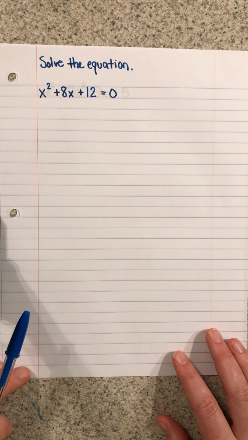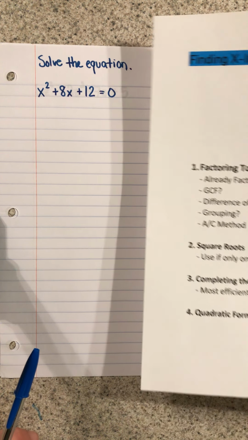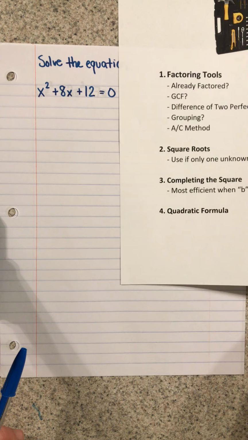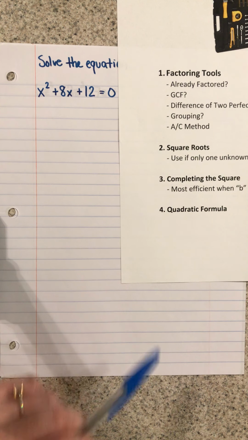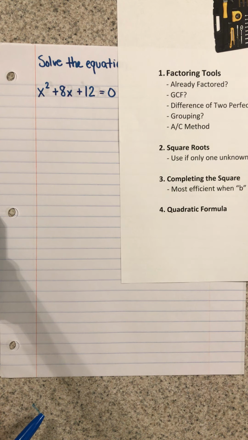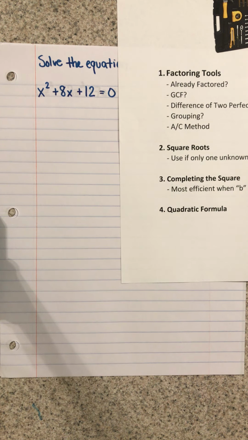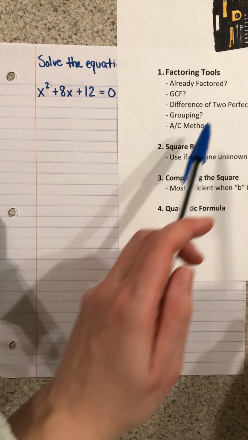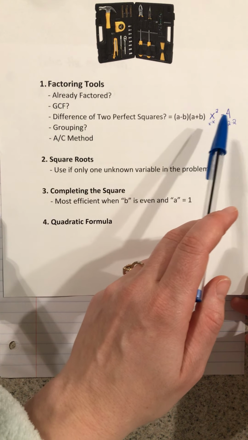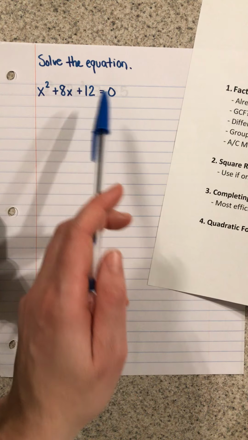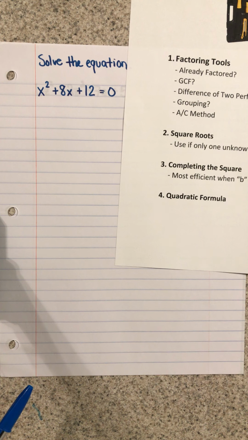Okay, here's our first example. So, when I look at this problem and go through kind of my checklist of options, is this problem already factored? Does it look like a multiplication problem? No. Can I pull a greatest common factor out of all 3 terms? No. Is this a difference of 2 perfect squares? No, this is a trinomial. It is not a binomial. Can I use grouping? No, again, this is a trinomial, not a quadnomial or a 4-piece problem.